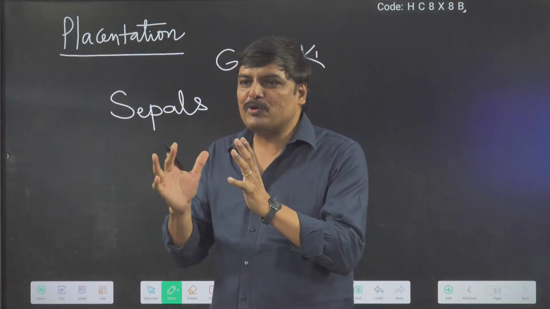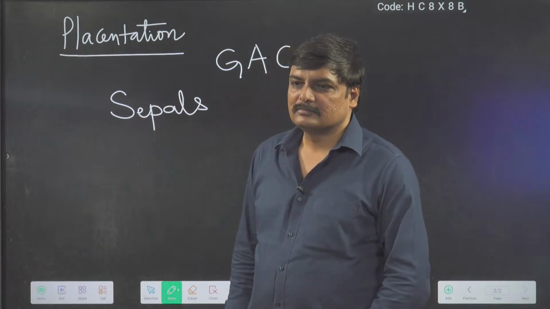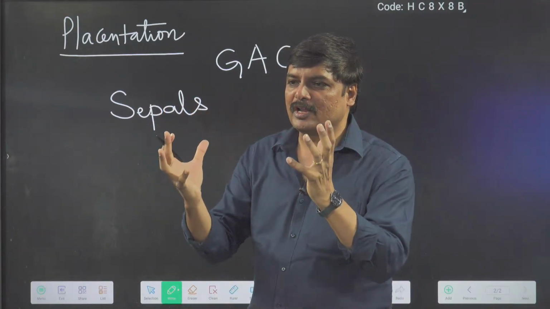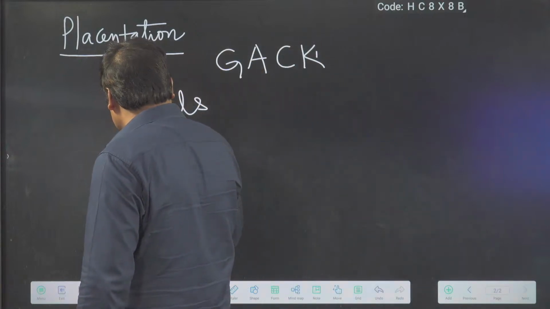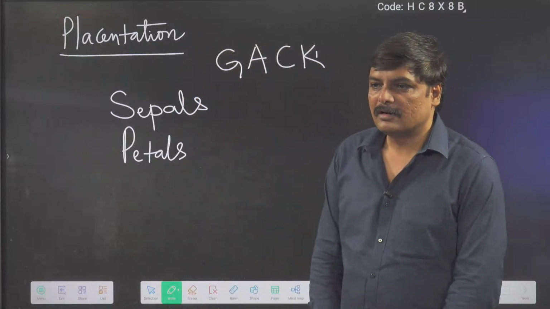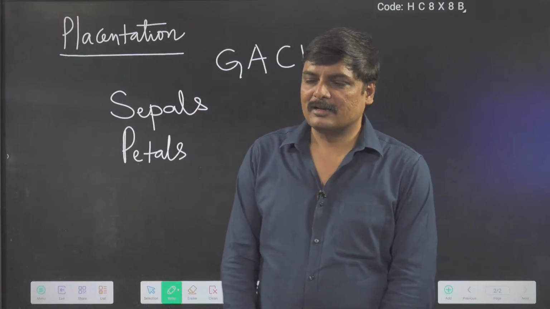Corolla is composed of dash members. Which members constitute corolla? Very good. Petals. Corolla is composed of petals.